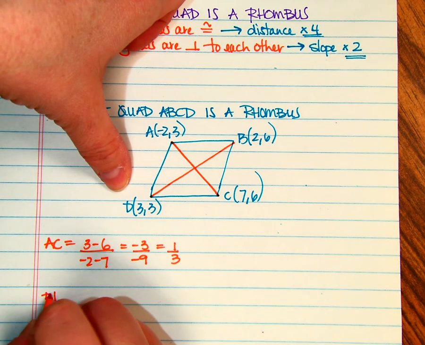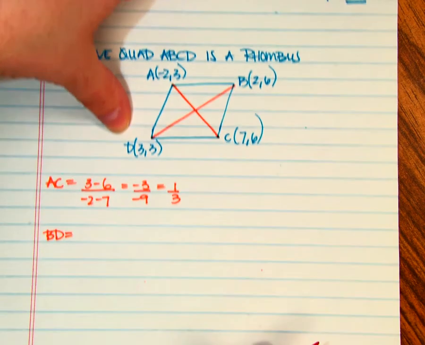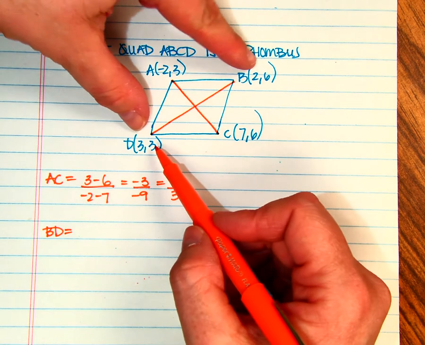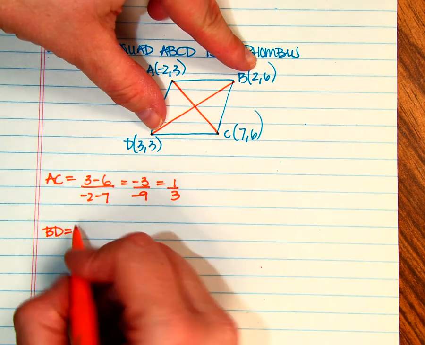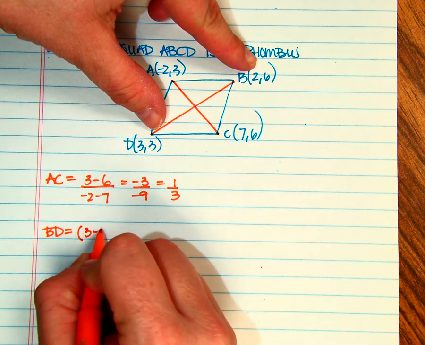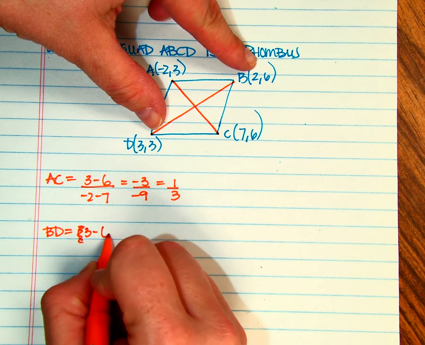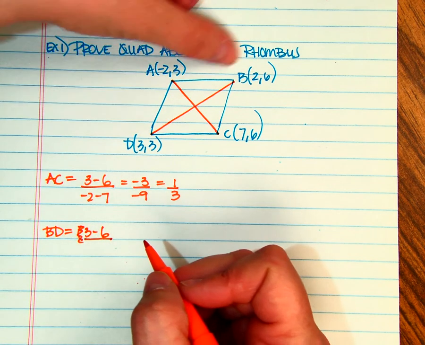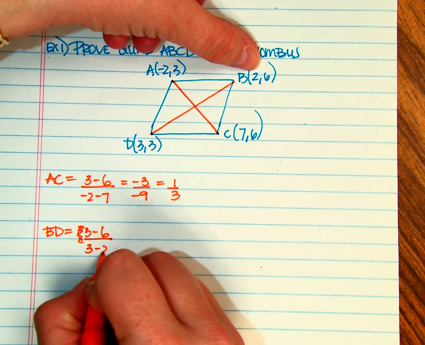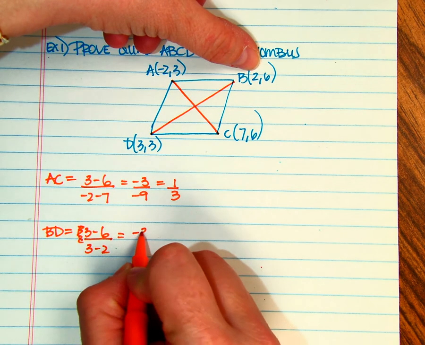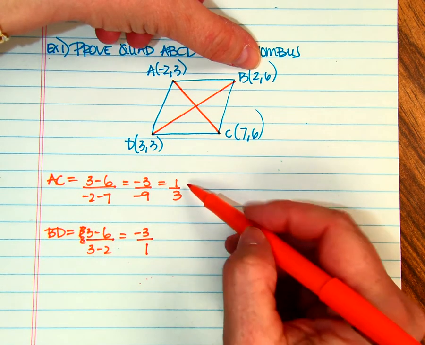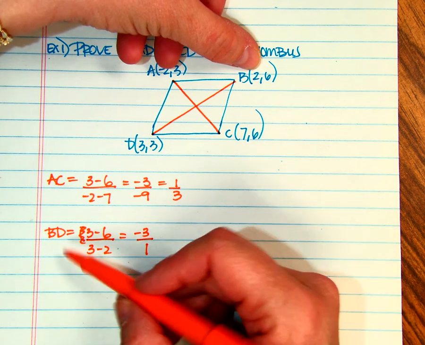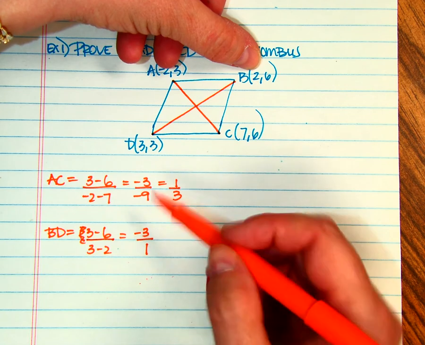So I have then BD. So I'm finding the slope of BD, so 3 minus 6. I don't know why I put a parenthesis there. 3 minus 6 over 3 minus 2 gives me a negative 3 over 1. So the slope of AC is 1/3. The slope of BD is negative 3 over 1.